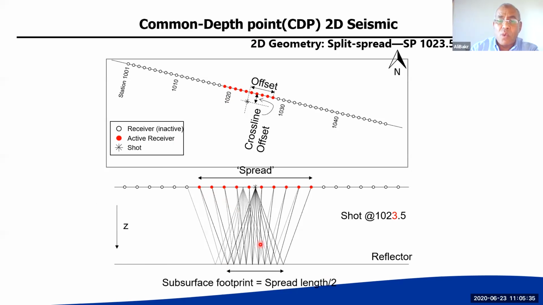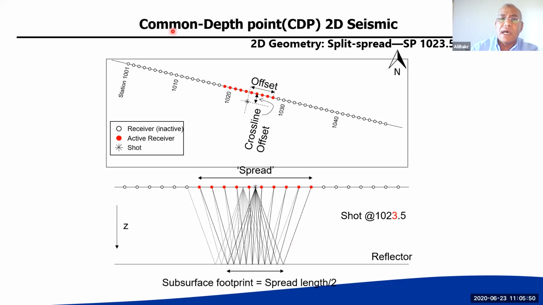Actually, you are acquiring from different points on the subsurface to different points on the surface. And each point on the subsurface can be covered more than once. What does it mean? It means that the sound goes to that point multiple times.